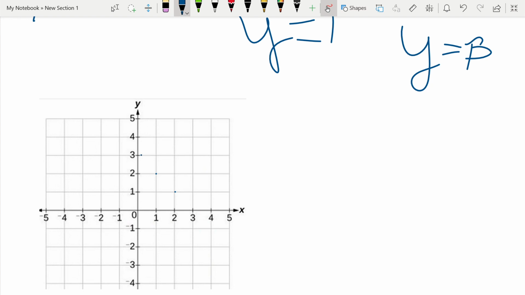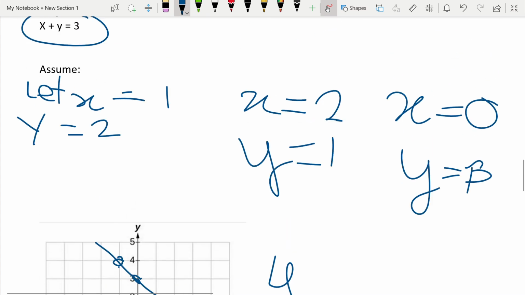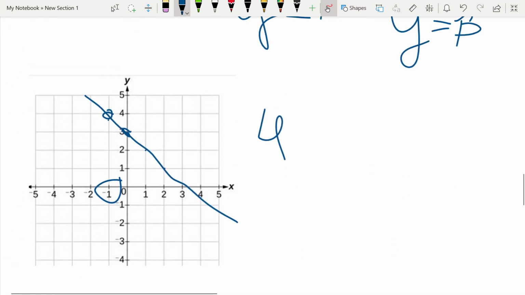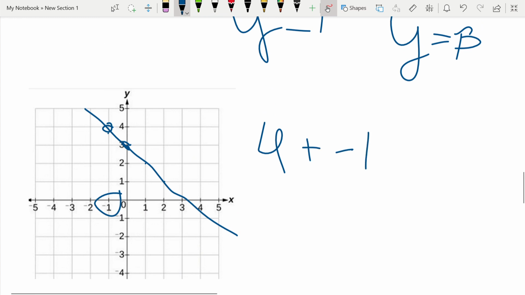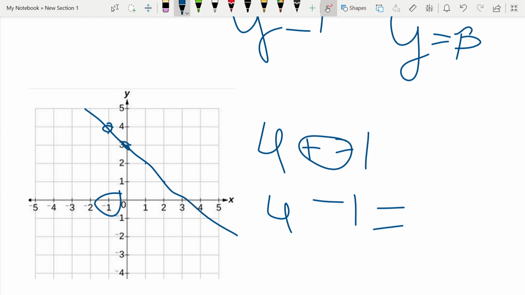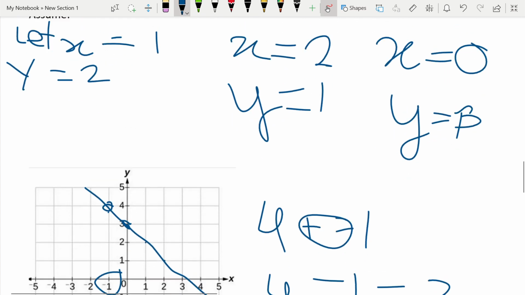So what are we forming? We are forming a line which goes on to infinity. Because if you see, if y is 4, then x is going to be minus 1. Because 4 plus minus 1, plus minus is minus, so 4 minus 1 is 4. Right? 4 minus 1 is not 4, it's 3. So that's how it's going to work.